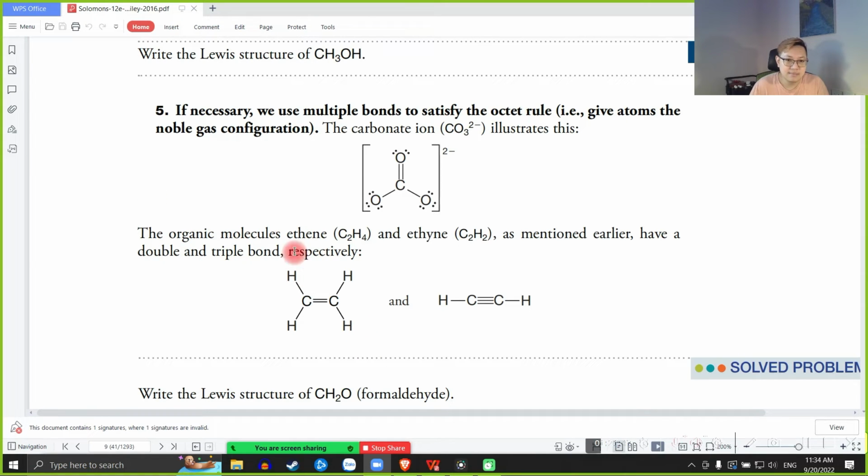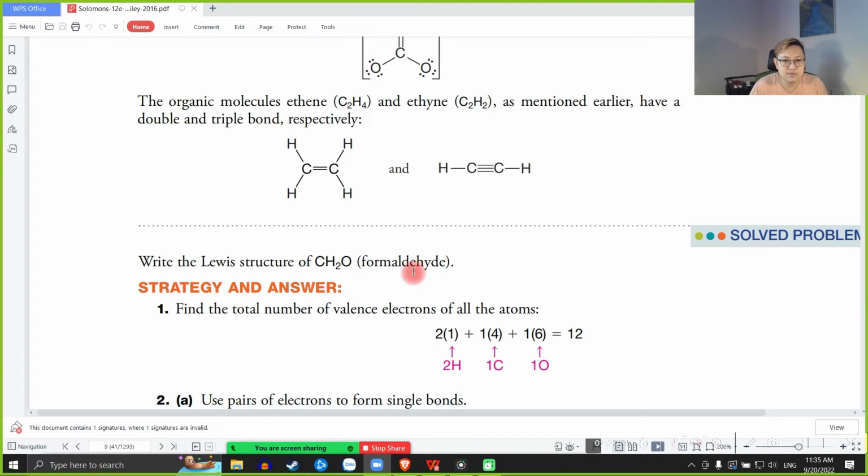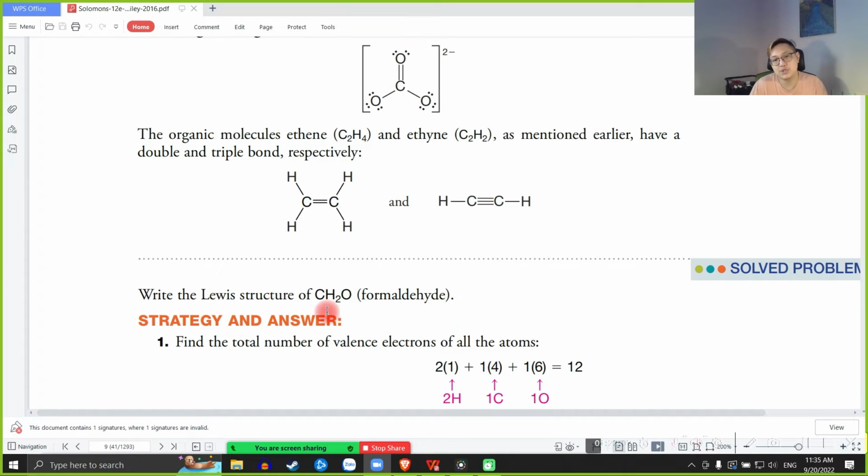Anyway, let's look at the organic molecules ethene and ethyne, C2H4 and C2H2, as mentioned earlier. They have a double bond and a triple bond, respectively. Okay, and you are asked to write the Lewis structure of formaldehyde, CH2O. Let's try that. Okay, I'll draw that.